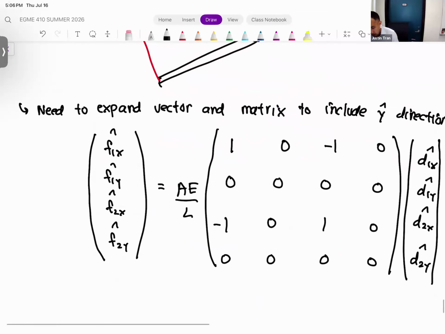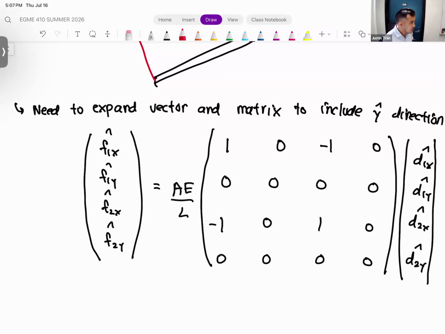Okay, so that last row there is again associated with D2y, and so that's why that entire row is going to be zeros. Okay, so we didn't change the element stiffness matrix at all yet. We haven't applied the transformation, but all we did was open up slots for the y components.